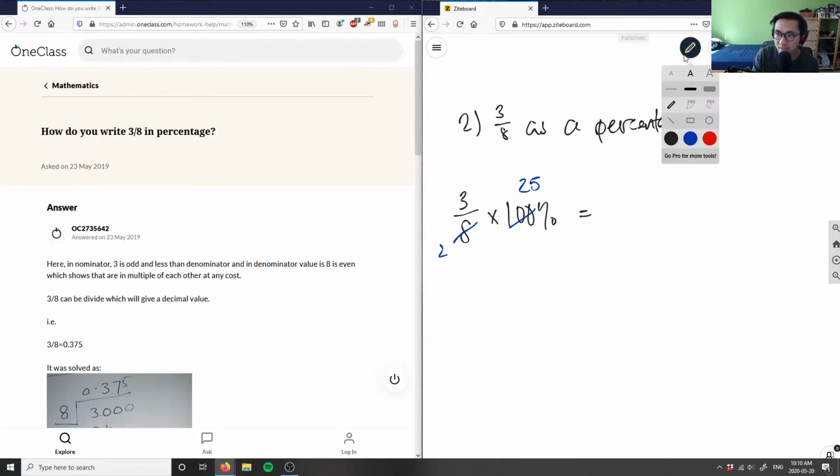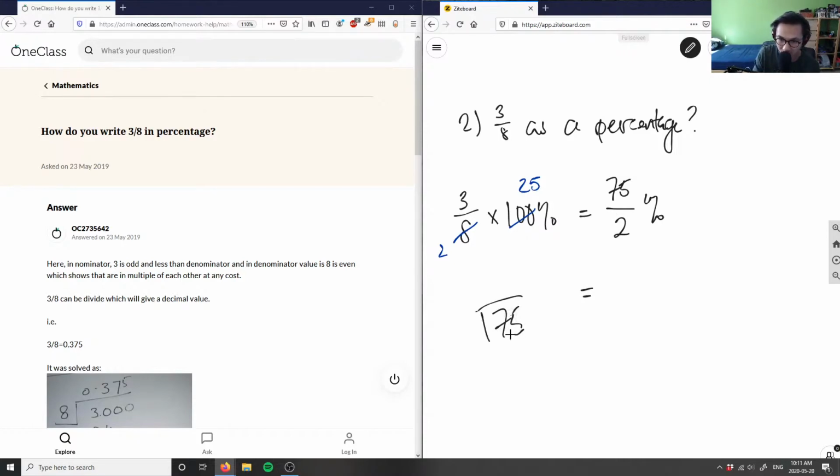So I would get this percent. I get 3 times 25, which is 75. 75 over 2 here percent, and this would equal whatever 75 divided by 2 is. And I can do this on the side here. There's some side work here. So what is 75 divided by 2? Well, I'm simply using long division, right?